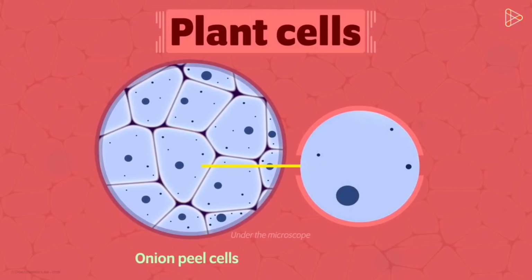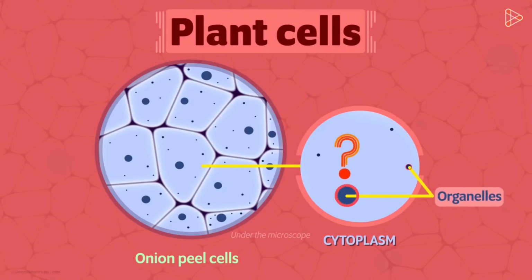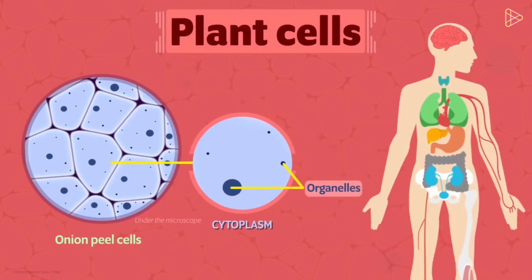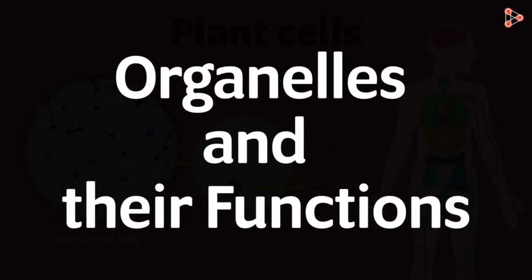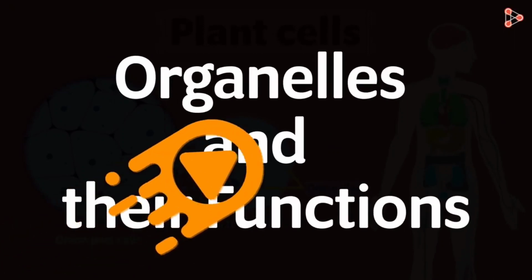Now let's get into this lighter region here. This lighter region is the cytoplasm. It's a jelly-like substance filling up the cell space. And these tiny parts in the cytoplasm are the organelles. And what exactly are they? Just like the human body has different organs, the cell has various organelles. And just like the organs, each organelle performs a different function. Let's study each organelle and its functions in our upcoming videos.